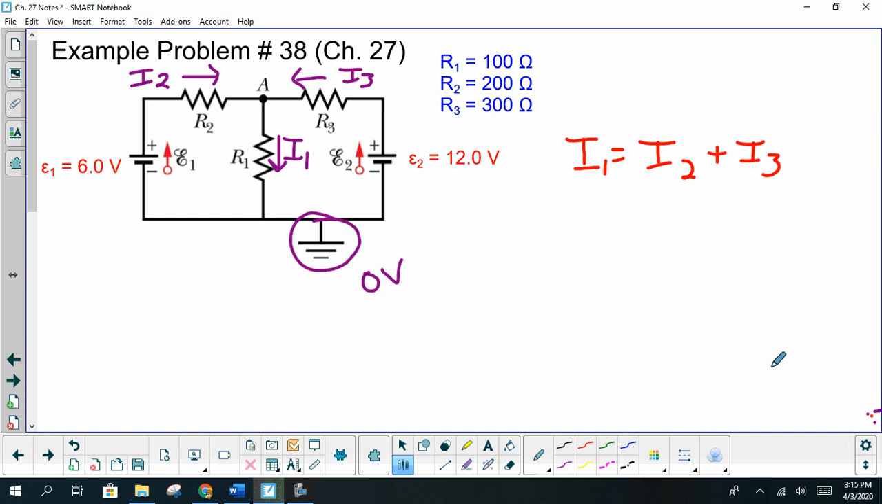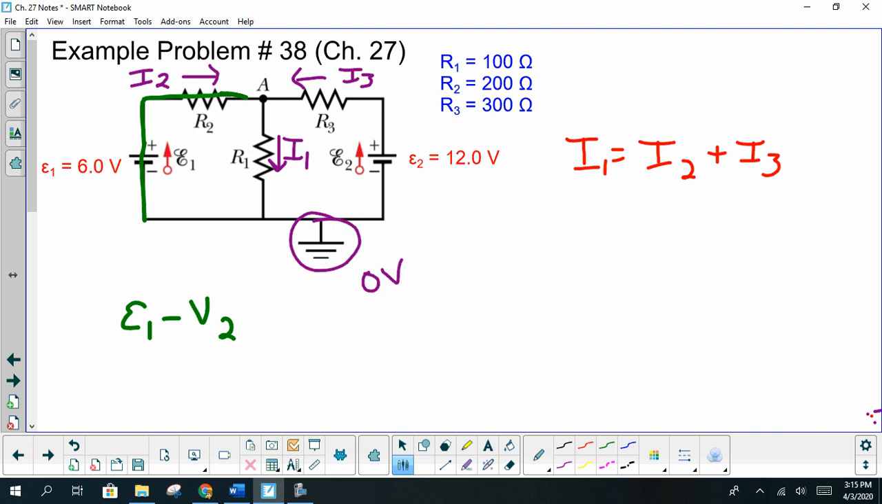All right, writing that loop, starting here, and we go around our loop, and we have our EMF 1, and it's positive because we're going from the negative terminal to the positive terminal of the battery. Then we continue around our loop, we encounter a voltage drop across R2. We are traversing the loop with the current, so that's going to be a negative value. So we'll call it negative V2.